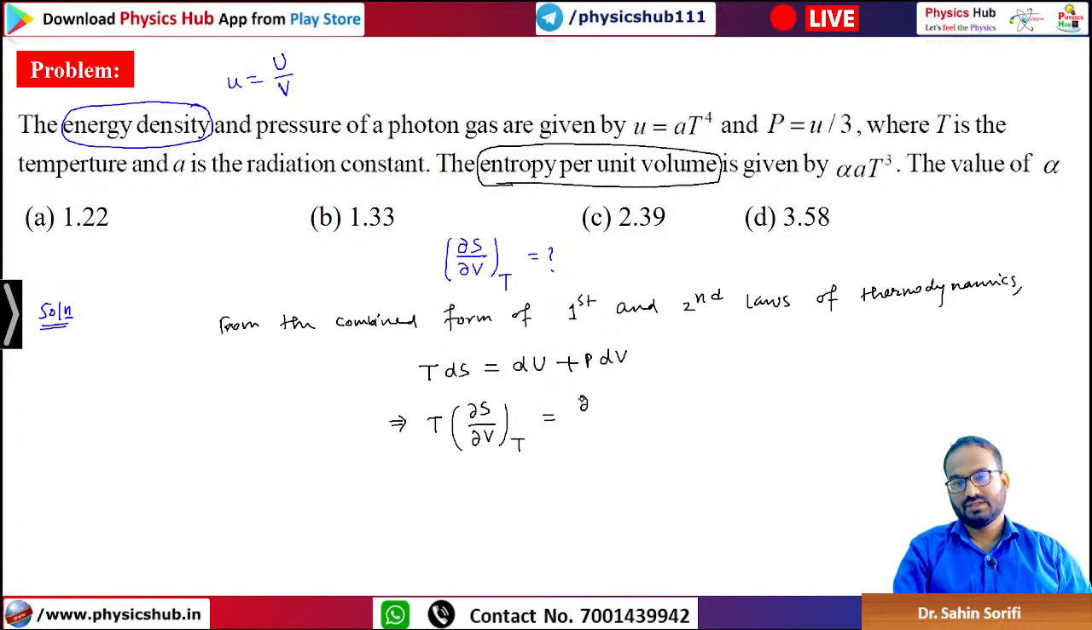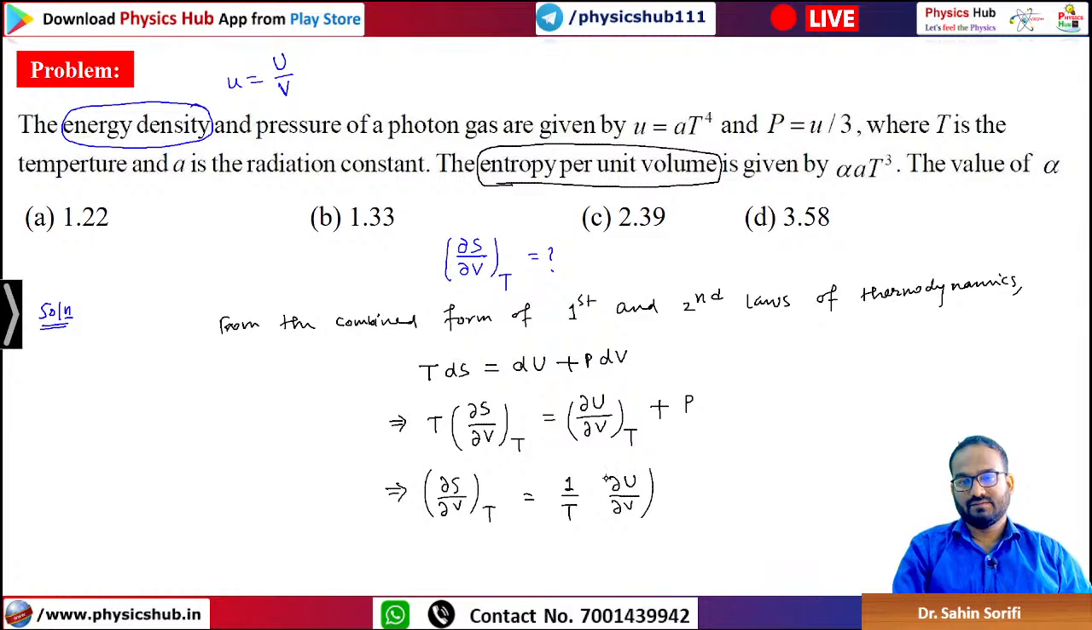This you can write as del U by del V at constant T, it is like dividing by del V, plus P into dV by dV, that is 1. So, P into 1 is P. So from here, del S upon del V at constant T is equal to 1 upon T del U by del V at constant T plus P upon T.